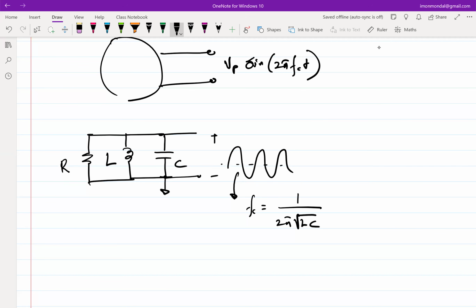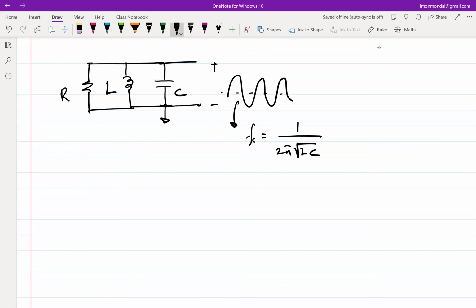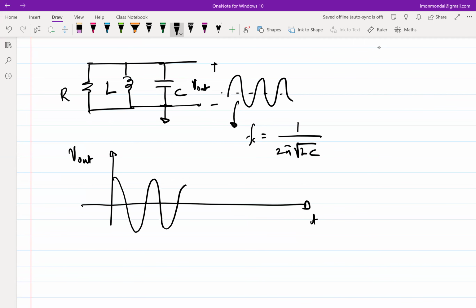So if I use this R in this way, what's going to happen to the final output? The amplitude will decrease, right? Great. So if this is V out, your V out with respect to time is going to go down. Will it have any effect on frequency? Why not? Why only amplitude? Why not frequency?